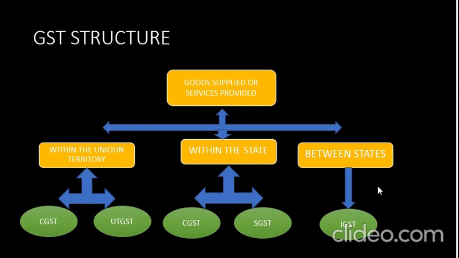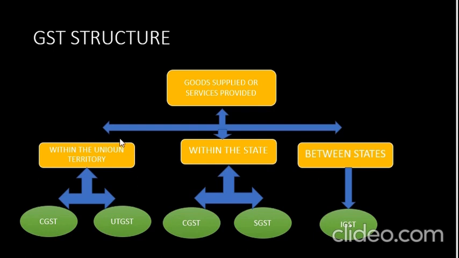So when there is a supply between states, that is Chennai to Mysore, there are two states here, one is Tamil Nadu and the other Karnataka. So with two states involved, it is an interstate supply, where it is outside the state, and IGST, that is Integrated Goods and Services Tax, which is governed by the central government, will be charged, and both states will be involved in it.